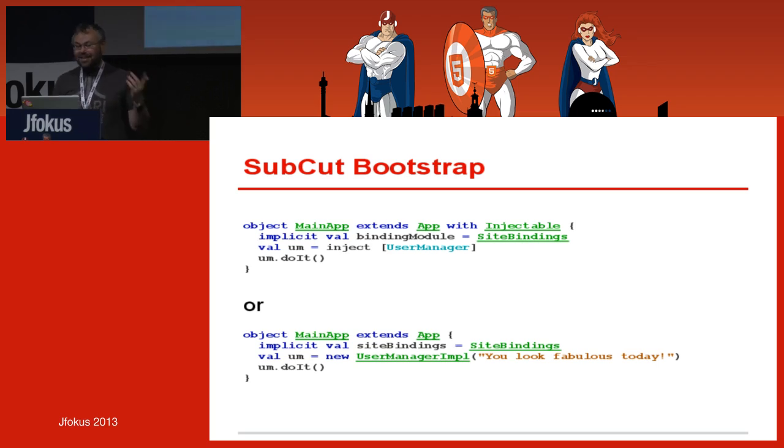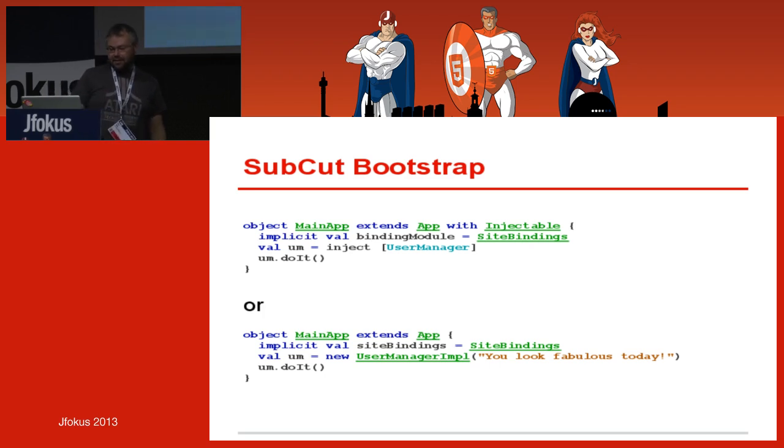The other option is, like I said before, you don't lose new. So instead of mixing in Injectable at all, we can just have our application. We can still make an implicit binding module here, and then we just do a new on it. That's great if you actually want to put in constructor parameters, because you may want to pass in some of your own. So that's another option. You can choose either way, and that's very much what SubCut is like. You choose one or the other. You can make new instances if you want to, and so on and so forth.